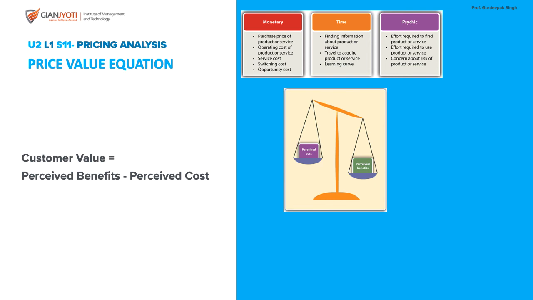Psychic: effort required to find the product or service, effort required to use the product or service, concern about risk of the product or service. Sometimes you buy a product, and in order to operate or use that product, things are very, very complex. So that perceived cost is very, very heavy for you to look at.